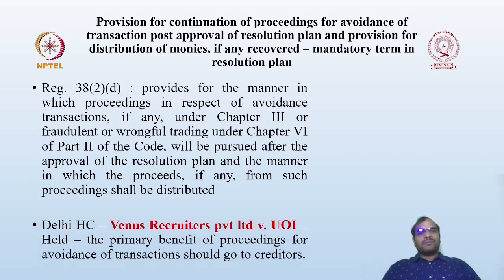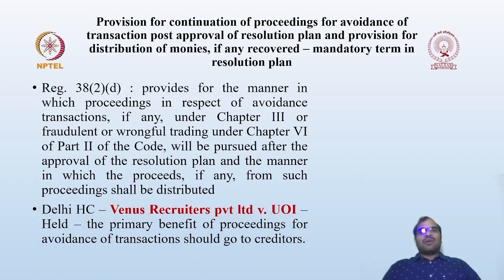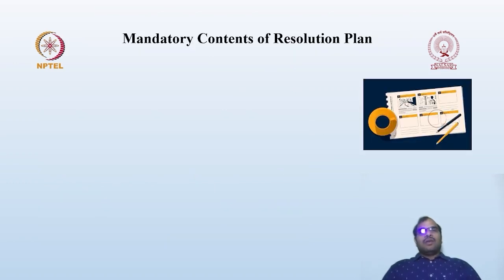Okay, it's mandatory. So in the case of Venus Recruiters Private Limited versus Union of India, the Delhi High Court held that you are going to mention the avoidance transaction, and you are also going to mention how you are going to recover it. When you are recovering this avoidance transaction, please remember the primary benefit of the proceeds from the avoidance transaction should go to the creditors only. First, it should go to the creditors because they are the victims. Okay.